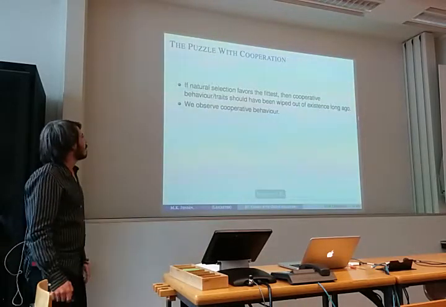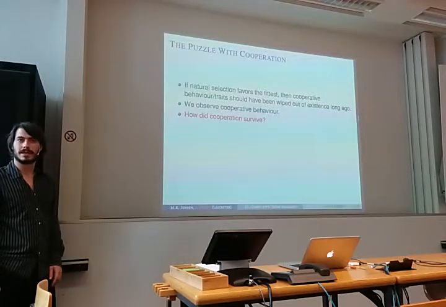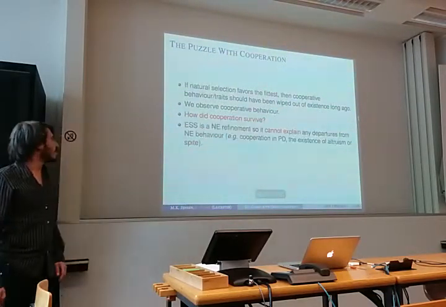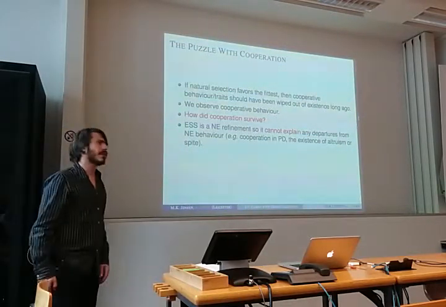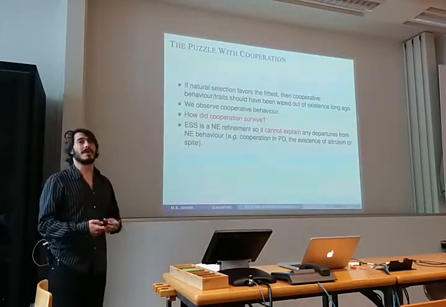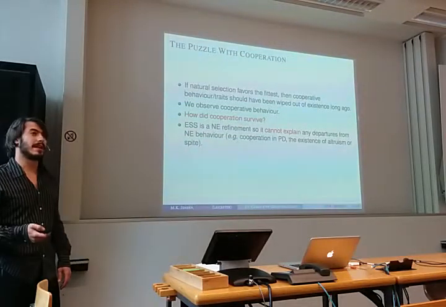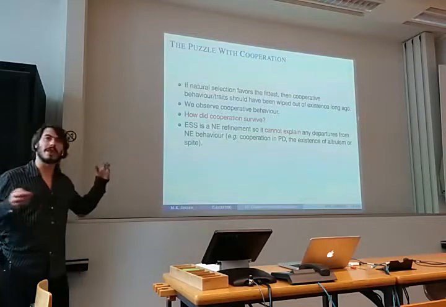Of course we observe cooperative behavior, so how did that happen? How did that come to survive? Of course, the main concept of evolutionary game theory, an evolutionarily stable strategy, is a Nash equilibrium refinement. So it can't help us, as defect is a dominating strategy in the prisoner's dilemma. So it's not enough. We need something more.